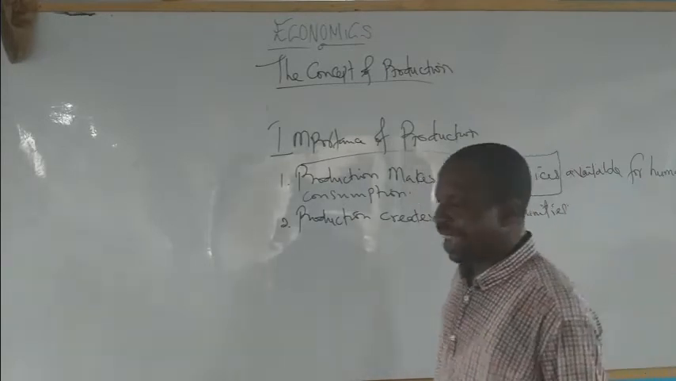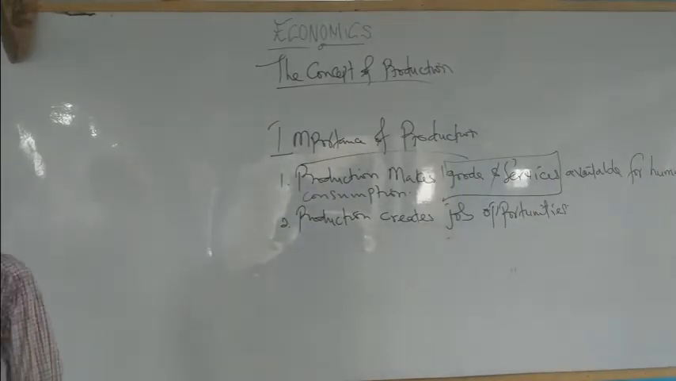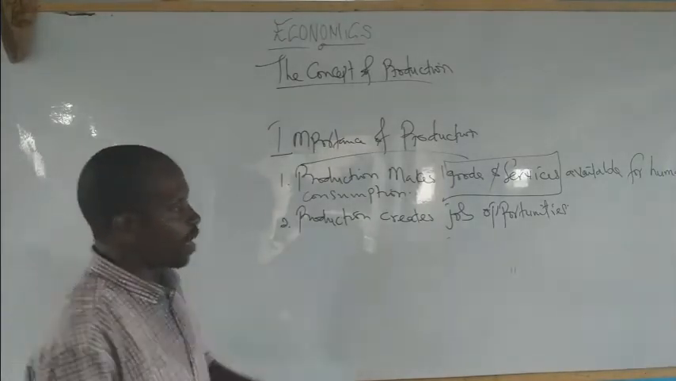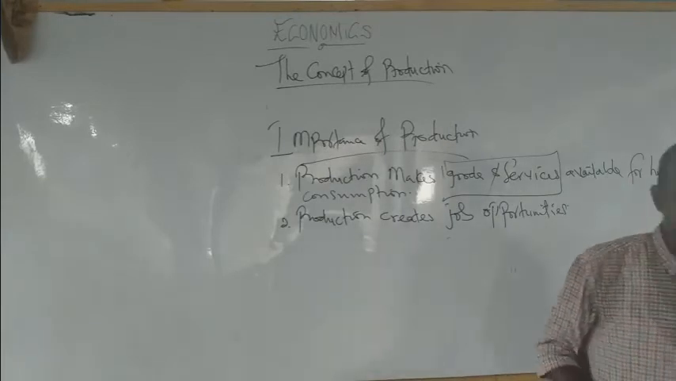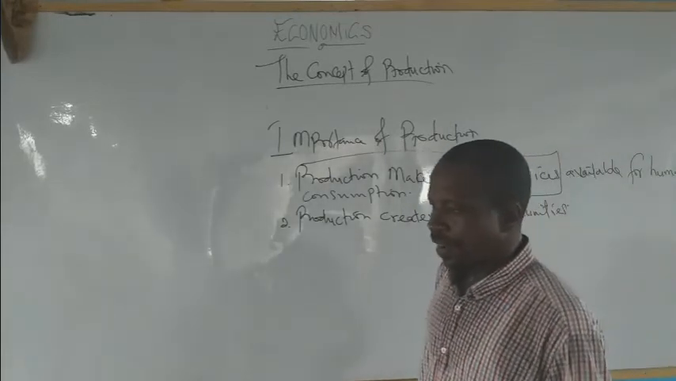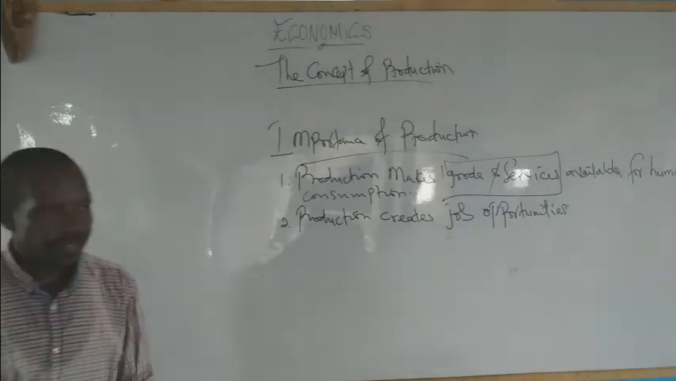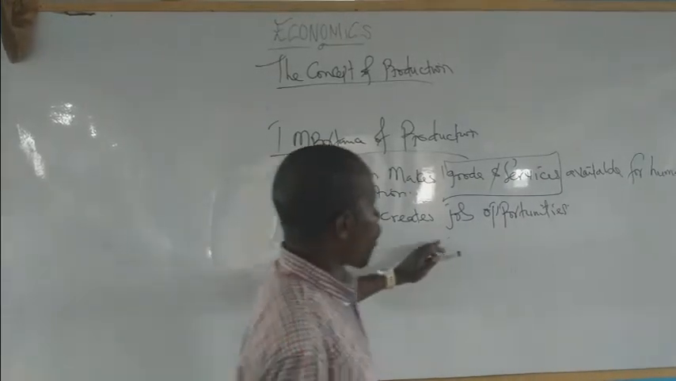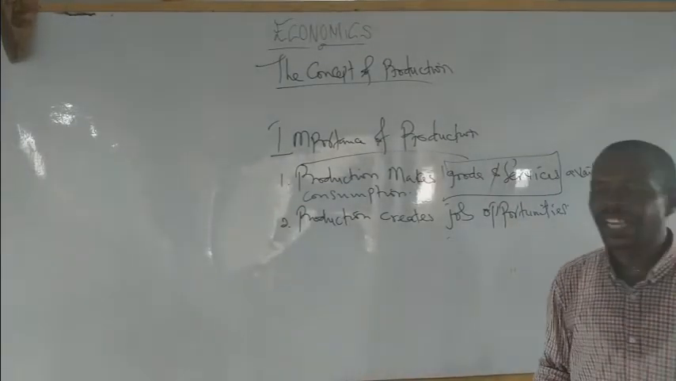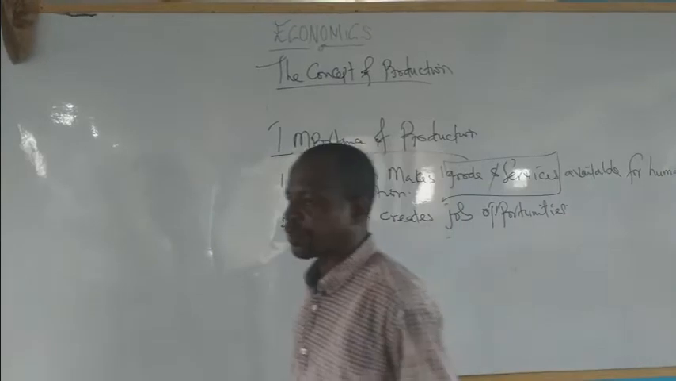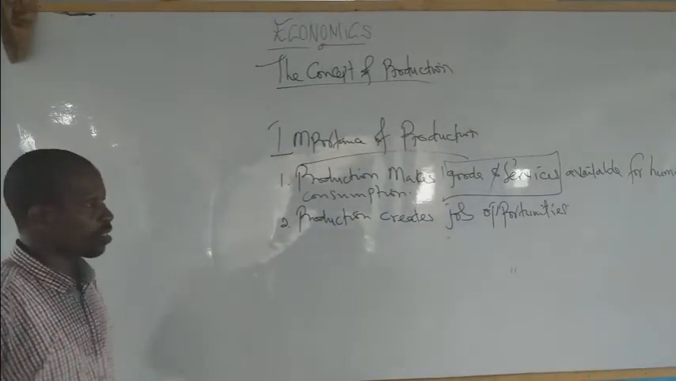Remember, 95% of production is carried out in an industry, or industries rather. If an industry is sited in a place with the aim of producing a particular product, then many hands or labor or workers will be needed. If these people are engaged in these production processes, at the end of the day, they will be paid for the services they have rendered. That is why we say production creates job opportunities.